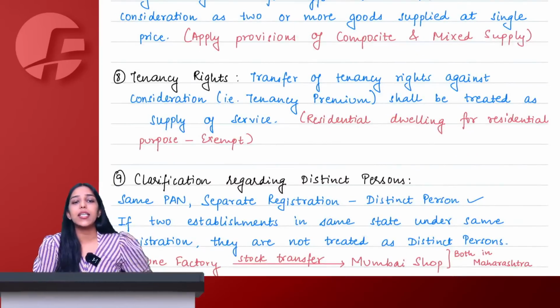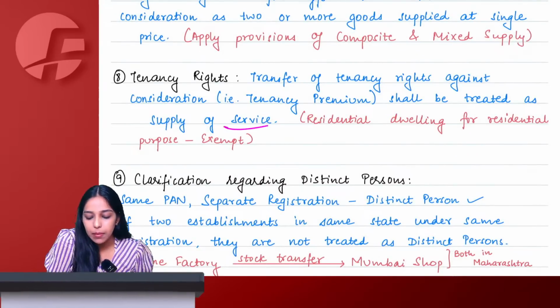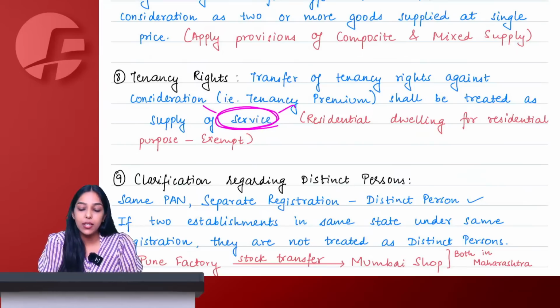Transfer of tenancy rights against tenancy premium is always considered as supply of service. Nothing is there to explain in this case.